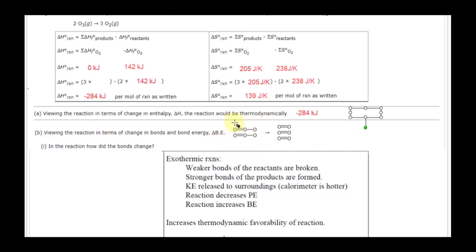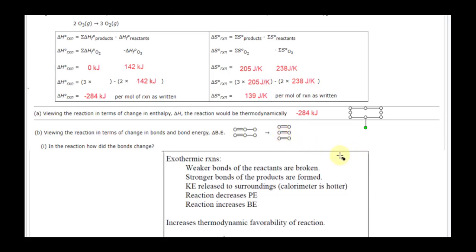So we start with ozone. Here's a diagram, and we look at it. We see here we've got 2 molecules changing into 3 molecules. In the reaction, how did the bonds change? Well, we broke 2 of these sigma bonds, and then we formed a sigma and a pi. So we changed the bonds.